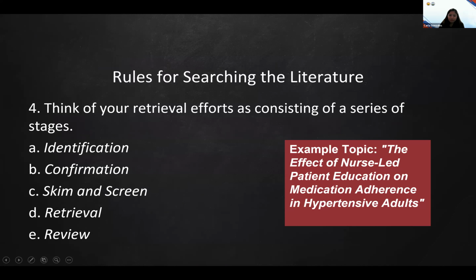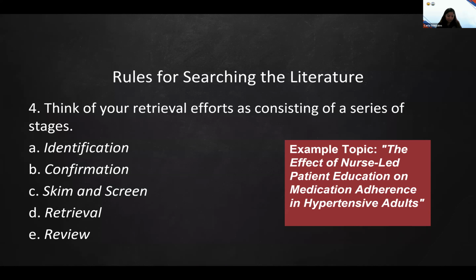So it's not always read the title and then download. You again try not to include everything. So for example, let's try to apply this: the effect of nurse-led patient education and medication adherence in hypertensive adults. If you will try to follow your step-by-step retrieval process, you have to identify.